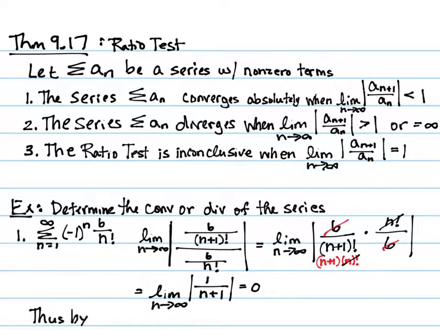Thus, by the ratio test, the summation from n equal 1 to infinity of negative 1 to the n times 6 over n factorial. Oops. Let me just write it the way they have it written. Converges absolutely.